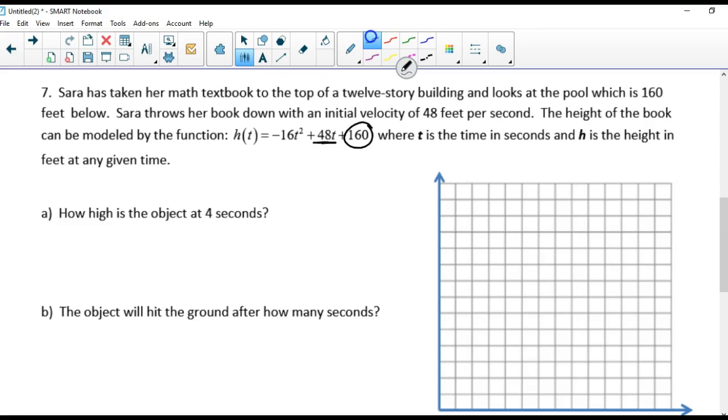We're not going to be able to fit, obviously, from the previous one. So I'm going to have to count this time by 20s. So 40, 80, 120, 160, 200 should be up here. And then 240 up here, and 280 up there. Okay, so how high will the object be at 4 seconds?